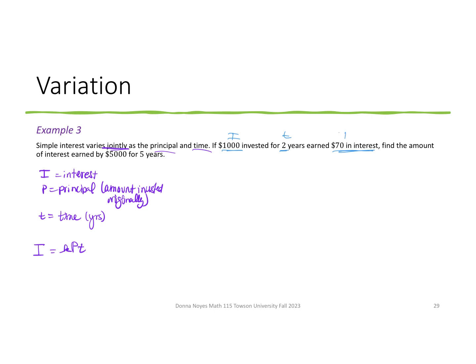The interest is actually our I, so this is not I, but this is our principal, the amount we invested initially. So if we invested $1,000 initially for 2 years, and it earns 70 in interest, we want to find the amount of interest earned by 5,000 over 5 years. So let's first of all figure out what K is.